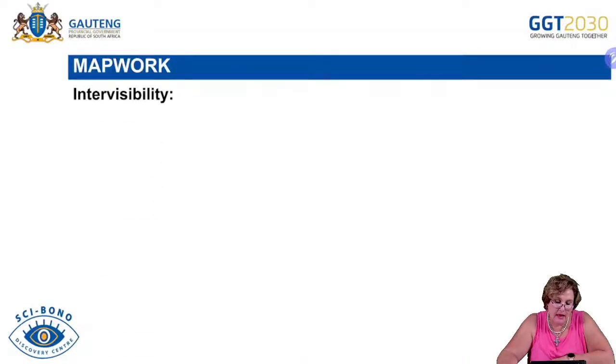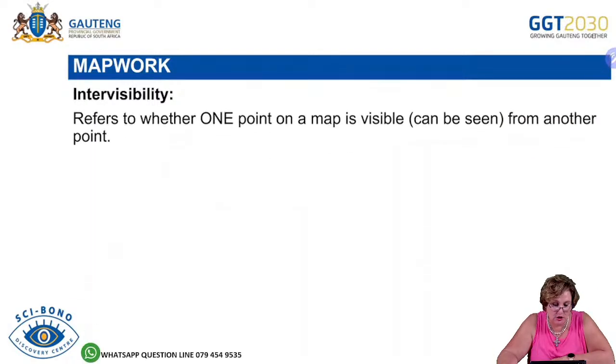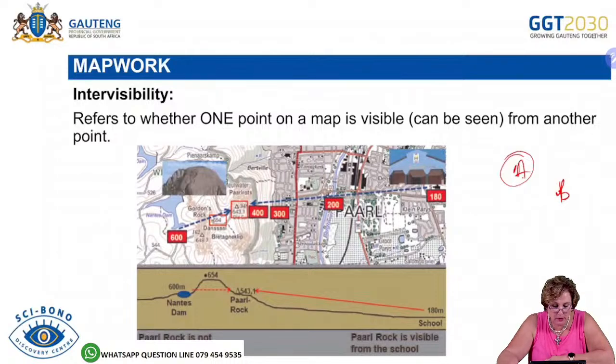Something that always looks to us difficult is actually very easy. Now, together with a cross-section question is an intervisibility question. What is intervisibility? Intervisibility refers to whether one point on a map is visible. That means you can see it from another point. So I have two points, A and B. Now the question is, if you are at A, will you be able to see B? Now, for example, on this side I've got the Pole Rock.